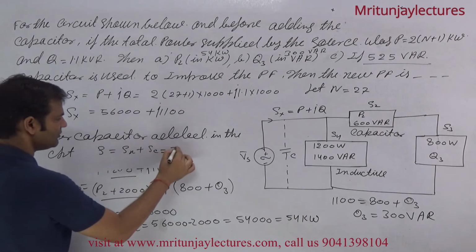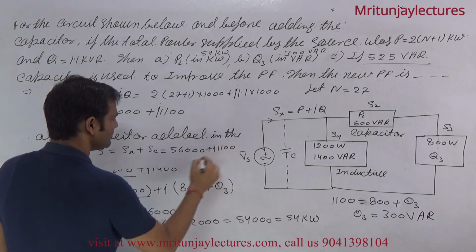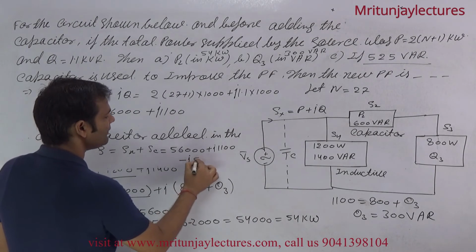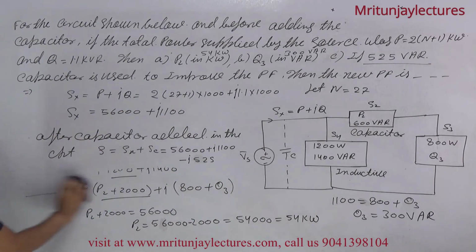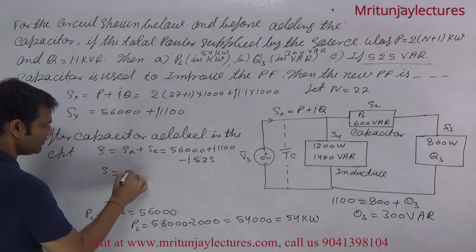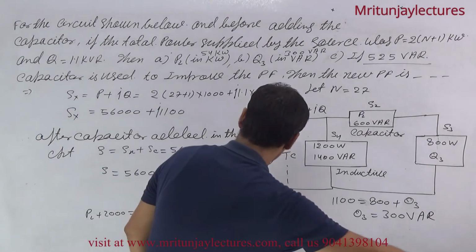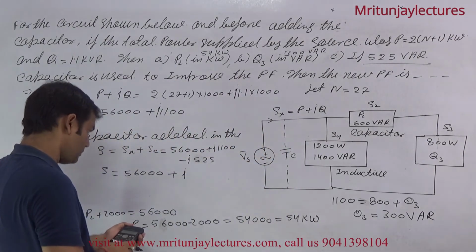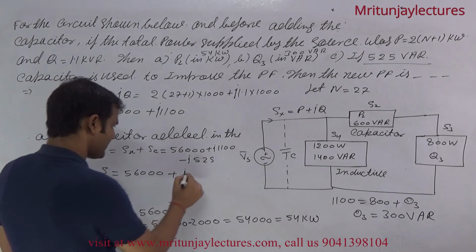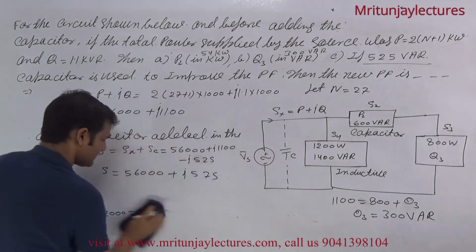Ss is equal to 56,000 plus j1100 minus j525. So finally we got S equal to 56,000 plus j(1100 minus 525), that is 575. Okay, now next target.